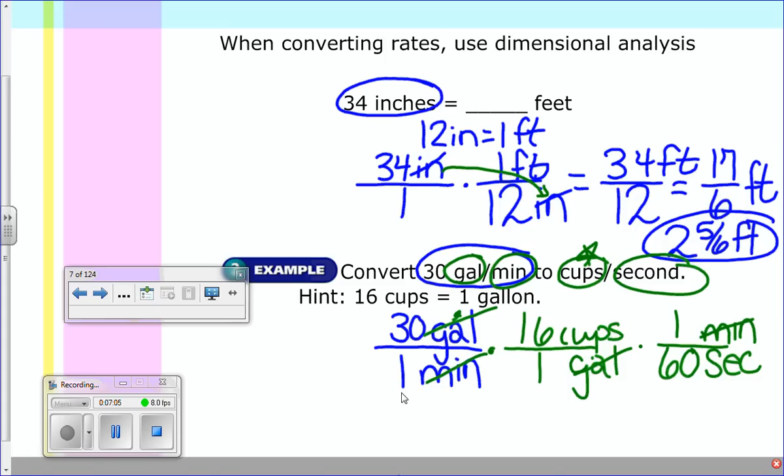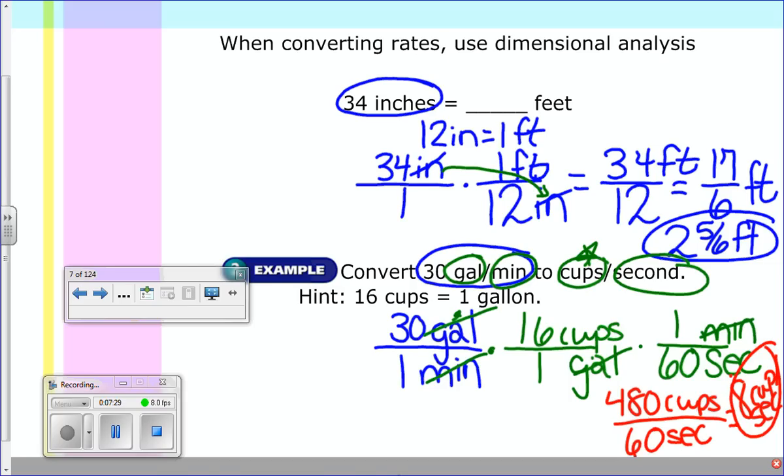I have left cups and seconds, so I can multiply. 30 times 16 times 1 is 480 cups. And then down at the bottom, 1 times 1 times 60 is 60 seconds. And I can simplify that, and you end up with 8 cups per second. So that's how that one works.